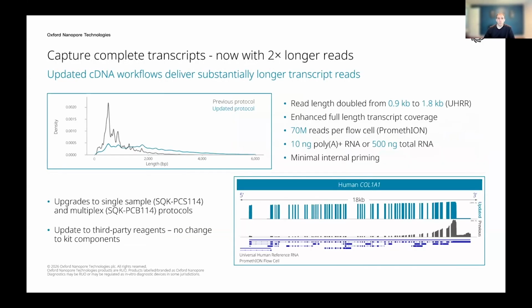So if you've worked with Nanopore cDNA sequencing in the past, there were some really major updates that we've made to our protocol that are now offering significantly longer reads. And so on the plot on the left, we can see our old protocol in gray, our new protocol here in blue. And what we see is about a twofold increase in median read length based on a standardized sample of UHRR. We go from approximately a 900 base pair read length to about 1,800 base pairs.